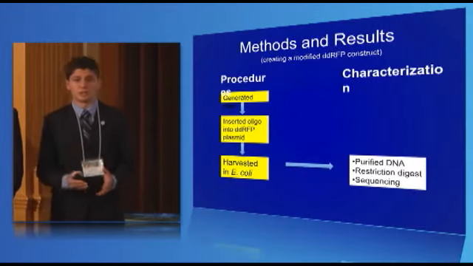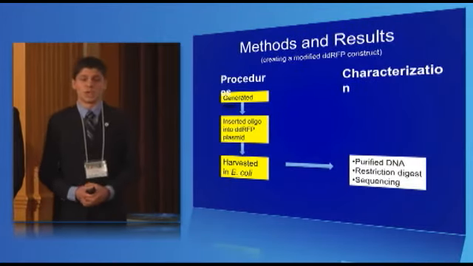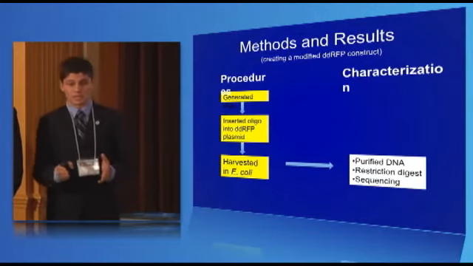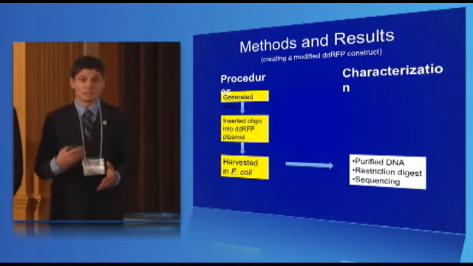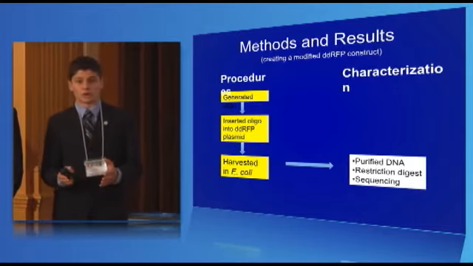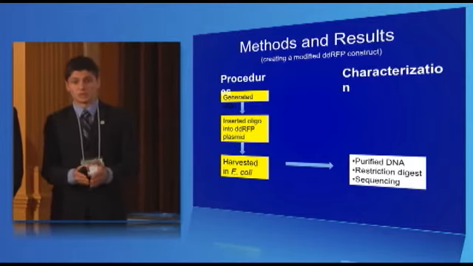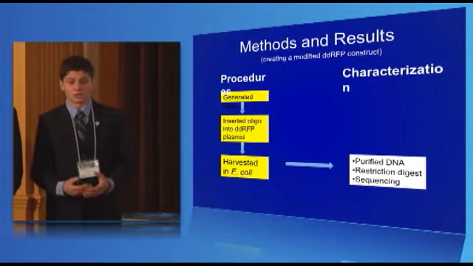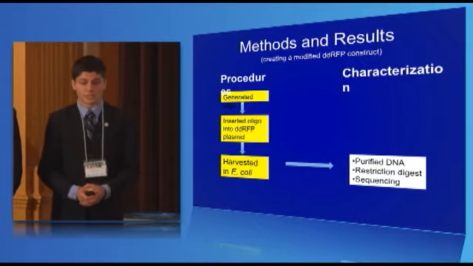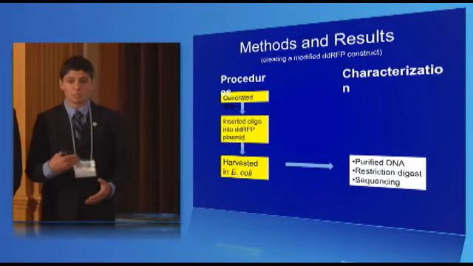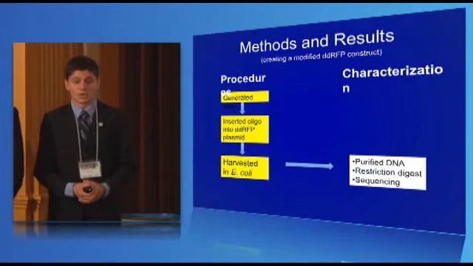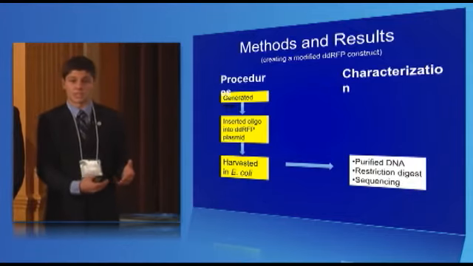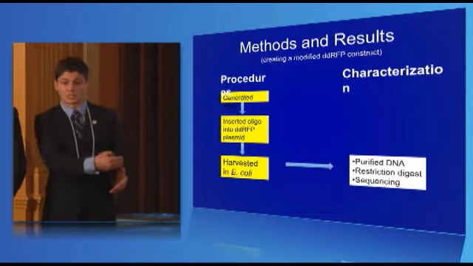So to introduce the basic methodology of our project, we started off by creating a modified DDRFP construct. And we did this by generating an oligo that is specific to the Jun B cleavage site, following which we inserted this oligo into the DDRFP plasmid. We then harvested this plasmid in E. coli bacteria.